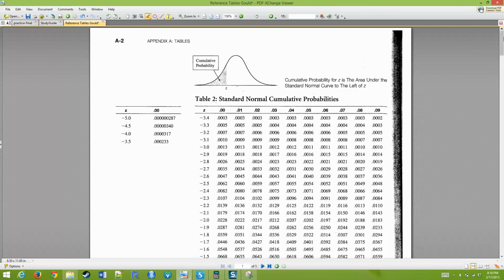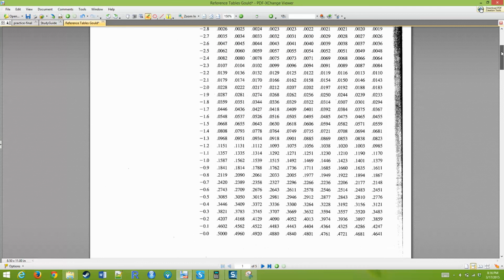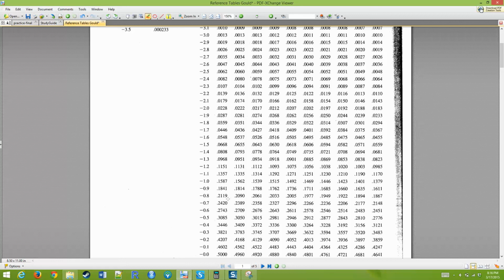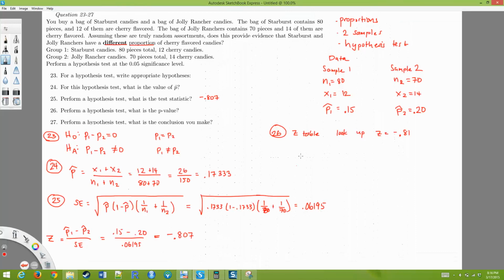Let's see. Negative 0.8 and the column 0.01, 0.2090. Okay, so from the table, the area to the left is 0.2090. Okay, so now we have questions. Do we take 0.2090? Is that my answer? Do I double that? Do I do 1 minus that? What do we do?